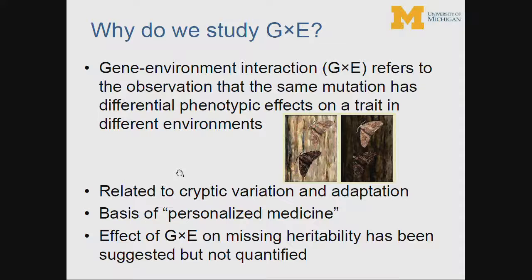Gene-environment interaction, in short G-by-E, refers to the observation that the same mutation has differential phenotypic effect on a trait in different environments. A historical example of G-by-E is the black and white mouse. G-by-E is believed to be ubiquitous among all organisms, and it has long been studied by either forward genetics or reverse genetics. It is related to cryptic variation and adaptation, and it is also the basis of personalized medicine.